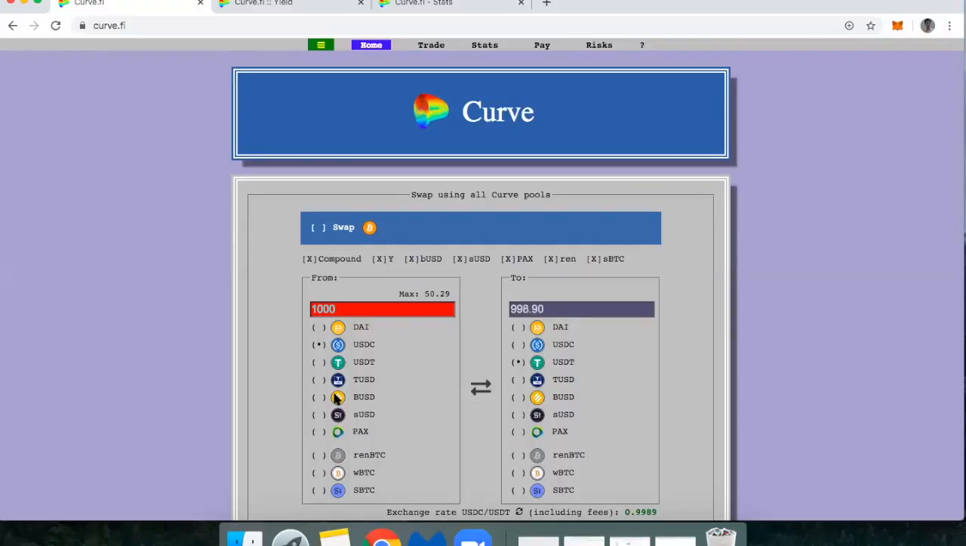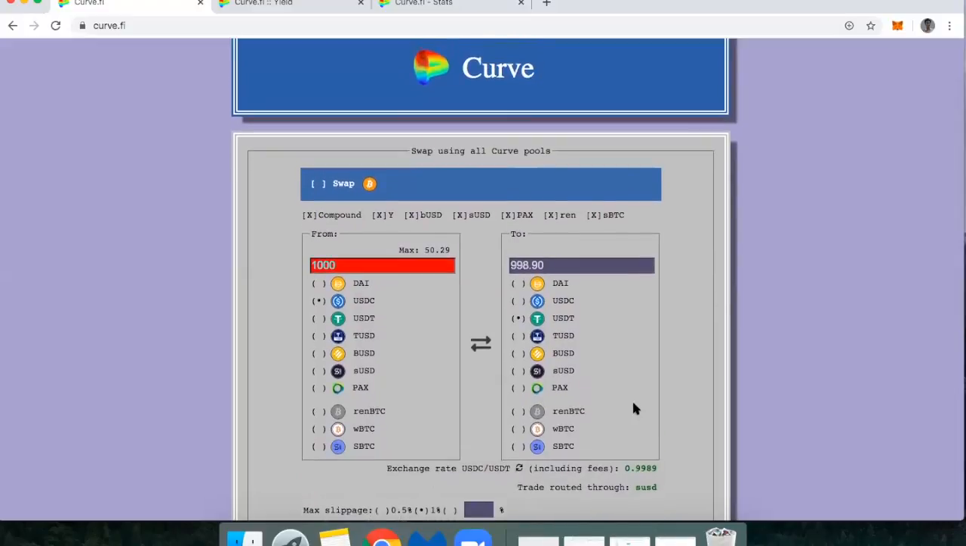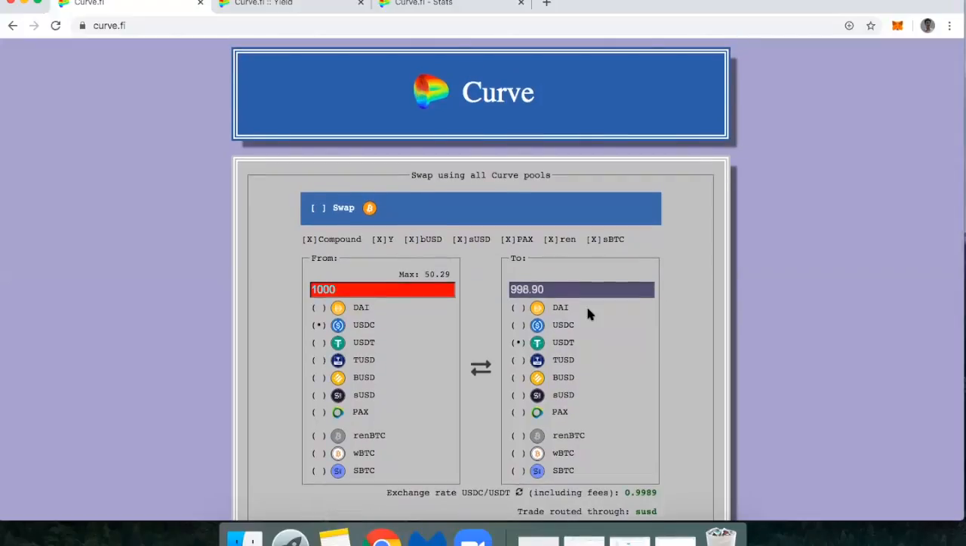A good example is last week there was, at one point, I think 10 to 18% interest being earned on Tether. And so if I start out with USDC and I want to get Tether, I can go here and let's say trade 1,000 USDC for 998 Tether. So the rate is almost 1-to-1. And that's what's really powerful about Curve Finance: 1-to-1 exchange rates between stable coins, little slippage, and arguably the best rate that you can possibly get.